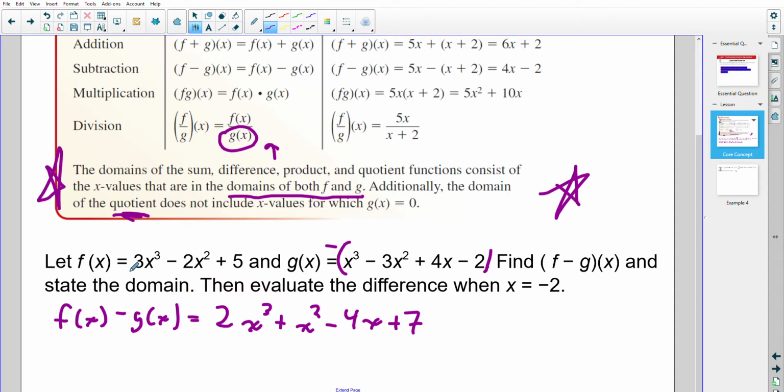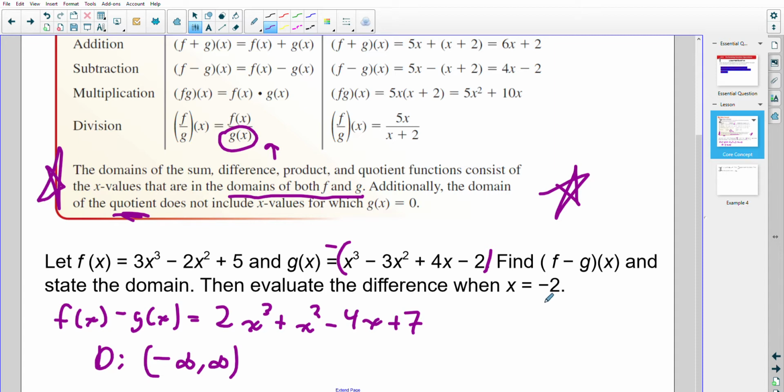Domain is the intersection of the two. This has a domain of all real numbers. All the x's are covered. The domain is going to be in interval notation, negative infinity, positive infinity, not including them because infinity is a concept. And then the last part is evaluate where it's equal to a negative 2.